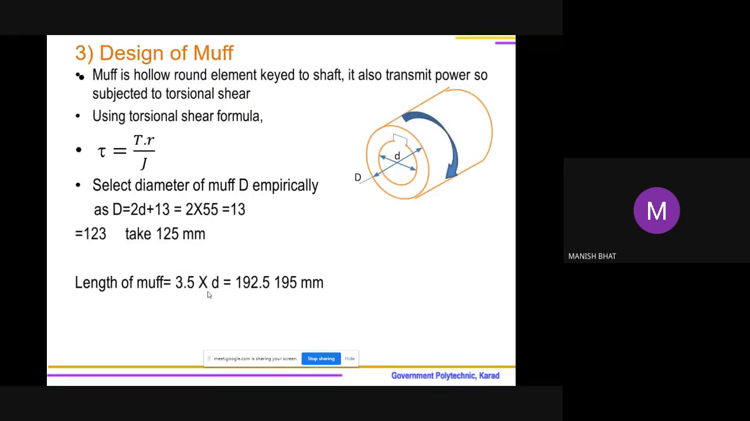So we have designed the shaft, we have designed the key, and the only remaining one is the muff. So let us design the muff. The muff is placed over the shaft, and as the shaft is transmitting power via the key, that power is also transmitted to the muff. So the muff also contributes in power transmission. Naturally, due to power transmission, there will be torsional shear failure of the muff. We estimate torsional shear failure by using the torsional shear formula. Torsional shear means twisting.